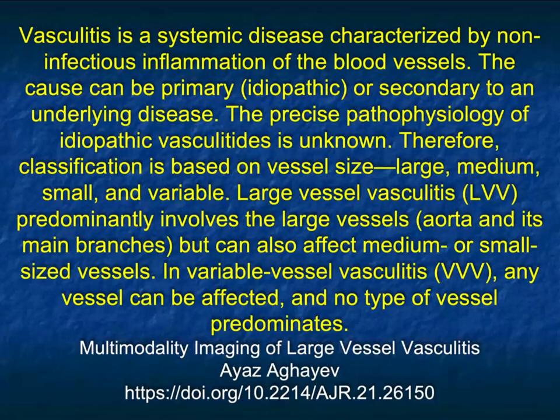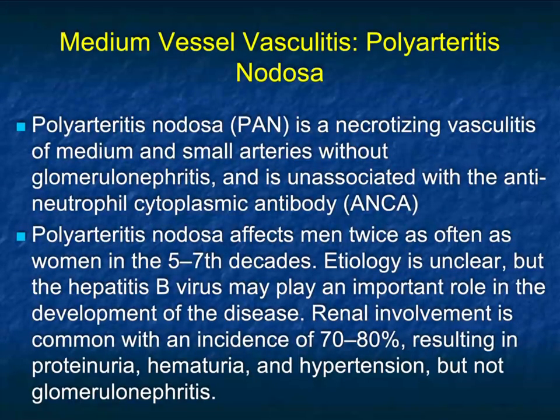That whole spectrum of things that can involve vessels, talking about classification based on vessel size, talking about the vessels that are involved, and renal artery. Again, we showed you stenosis, we showed you beading, we showed you aneurysms, we showed you dissection, we showed you AV malformations, and we also talk about vasculitis.